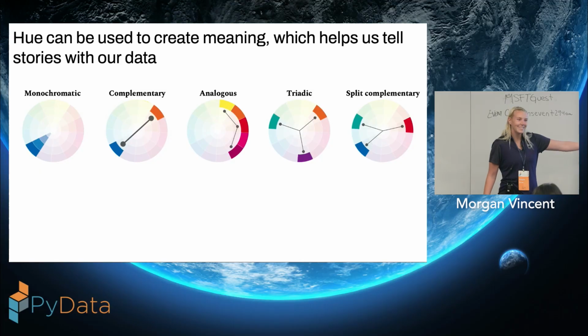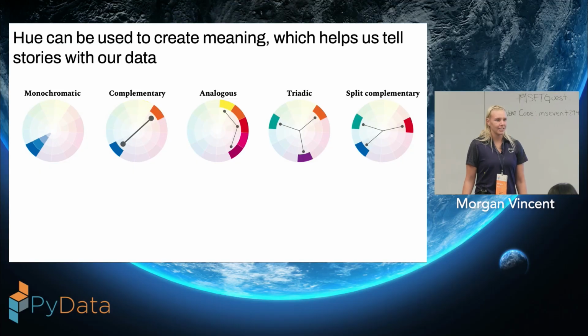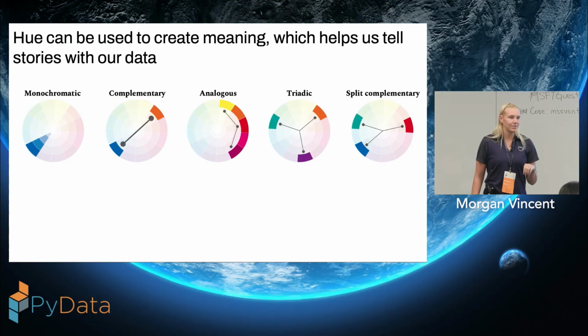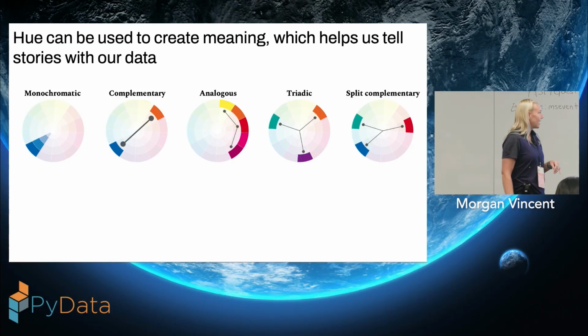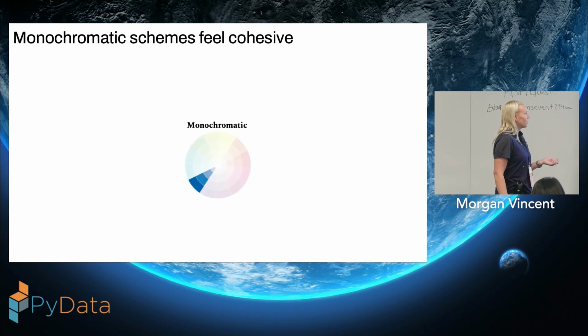Has anyone heard of these types of things before? Yeah, okay, good. So I'm just going to show you some example data visualizations that intentionally use these different pairs and triads in order to tell a story.